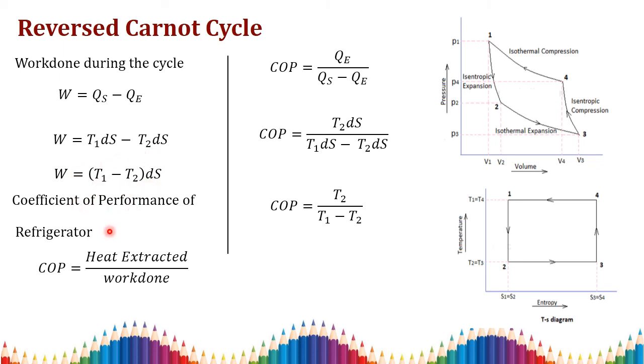So the coefficient of performance of a refrigerator is written as COP is equal to heat extracted from the refrigerated space divided by work done. Heat extracted from the refrigerated space is denoted as QE. So that is QE divided by QS minus QE, where QE is T2 into ds and QS is T1 into ds. In this term ds is common, so cancel it out. Then your COP will be T2 divided by T1 minus T2. T2 is your lower temperature reservoir, so it is TL, and T1 is nothing but TH, the higher temperature. So the COP of a refrigerator is TL divided by TH minus TL.